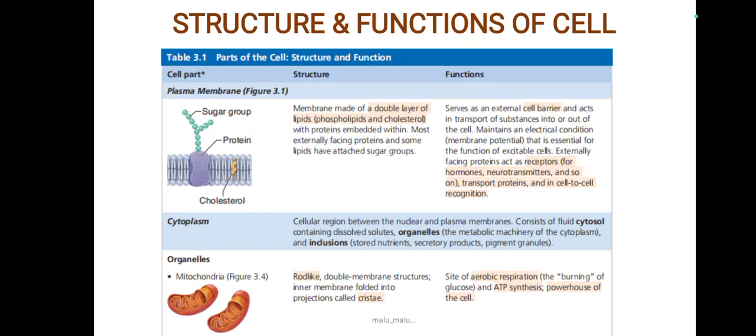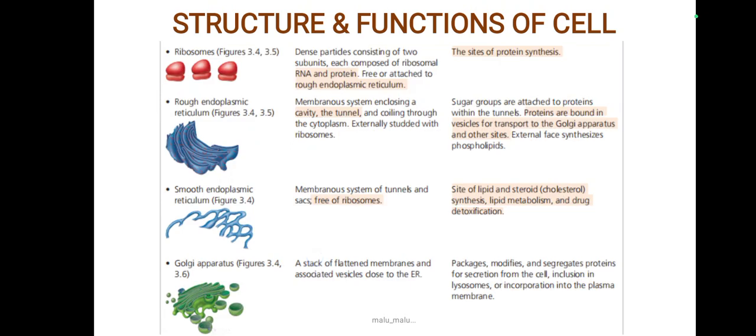In cytoplasm and organelles, the cytoplasm fills the space between the nucleus and the plasma membrane. It consists of a cytosol, which is the fluid part, and various organelles. So let's discuss the organelles. Mitochondria, also known as the powerhouse of the cell, generate ATP through cellular respiration. Ribosome is the smallest structure that produces proteins by translating RNA.